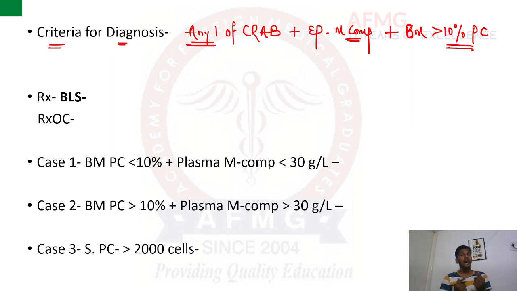Now, according to the recent guidelines that we have, even in the absence of CRAB features, we can diagnose multiple myeloma. How can that be done?